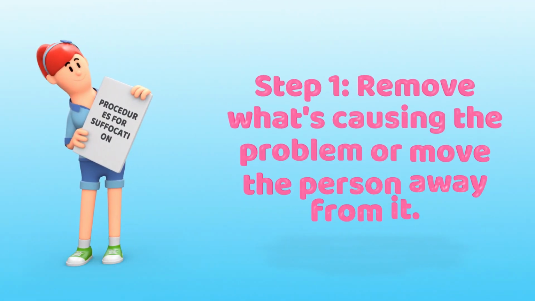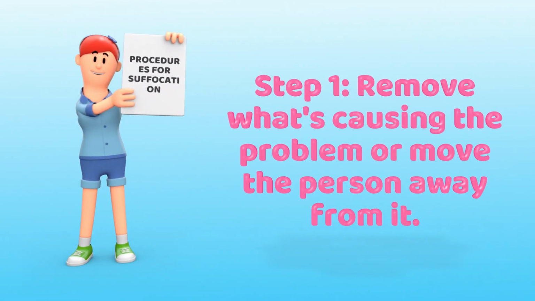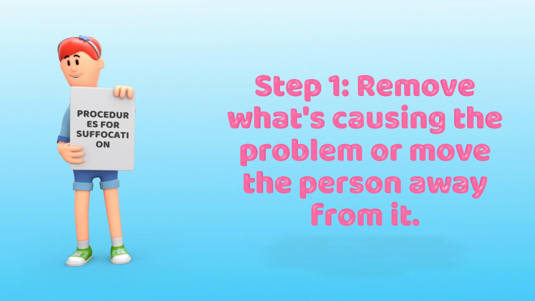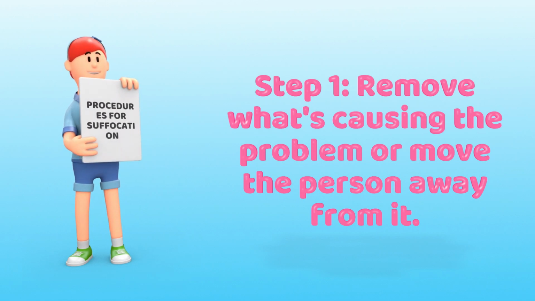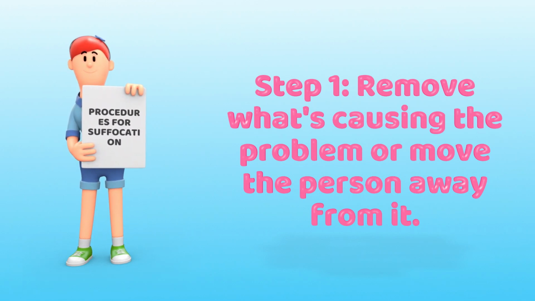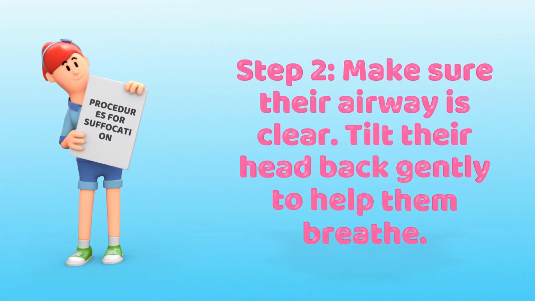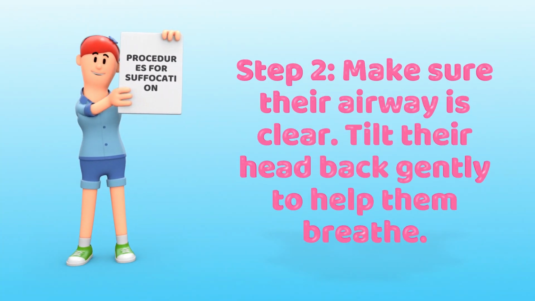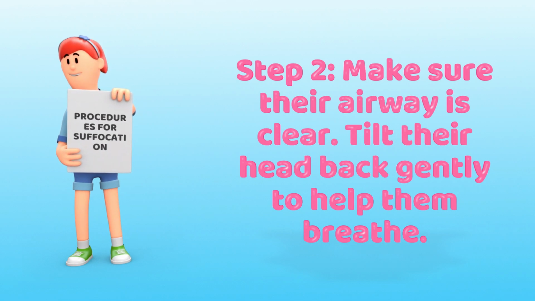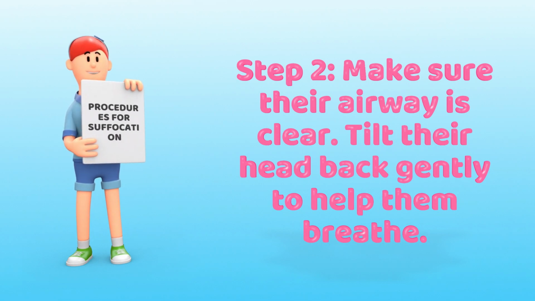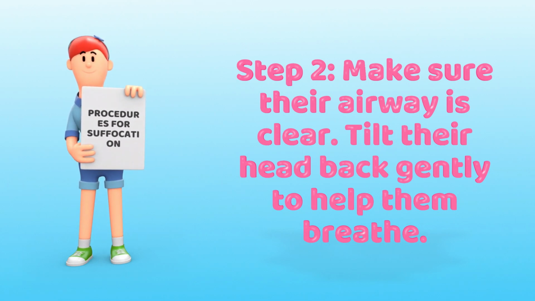Now let's see the procedure for suffocation. Step number 1. Remove what is causing the problem or remove the person away from it. Step number 2. Make sure the airway is clear. Tilt their head back gently to help them breathe.